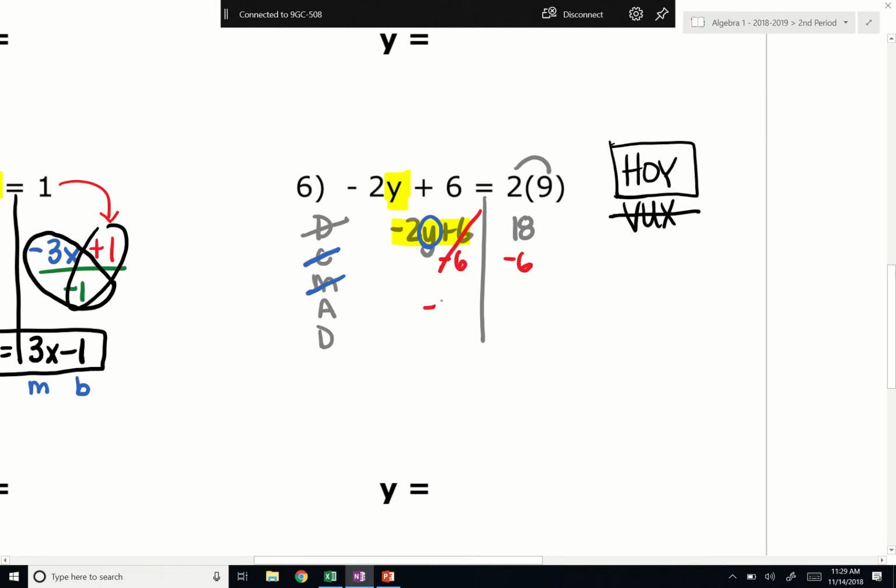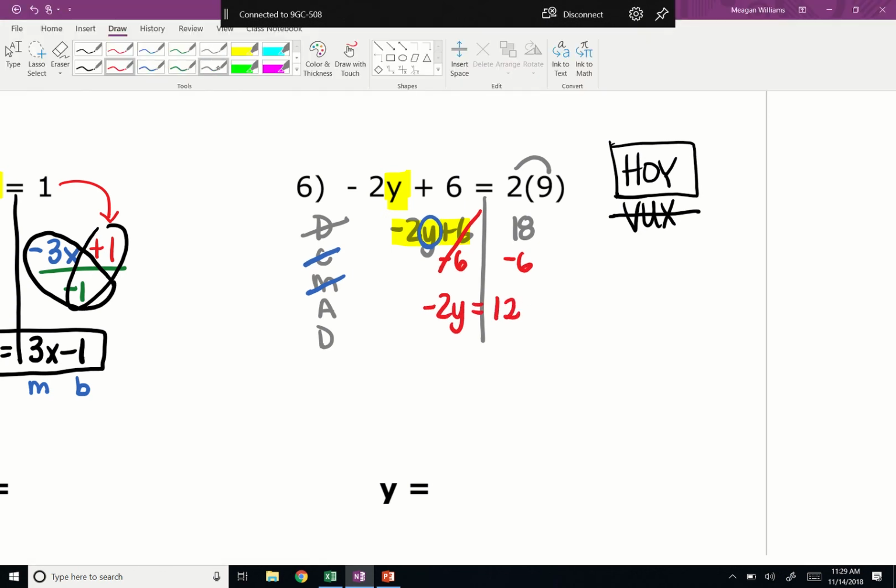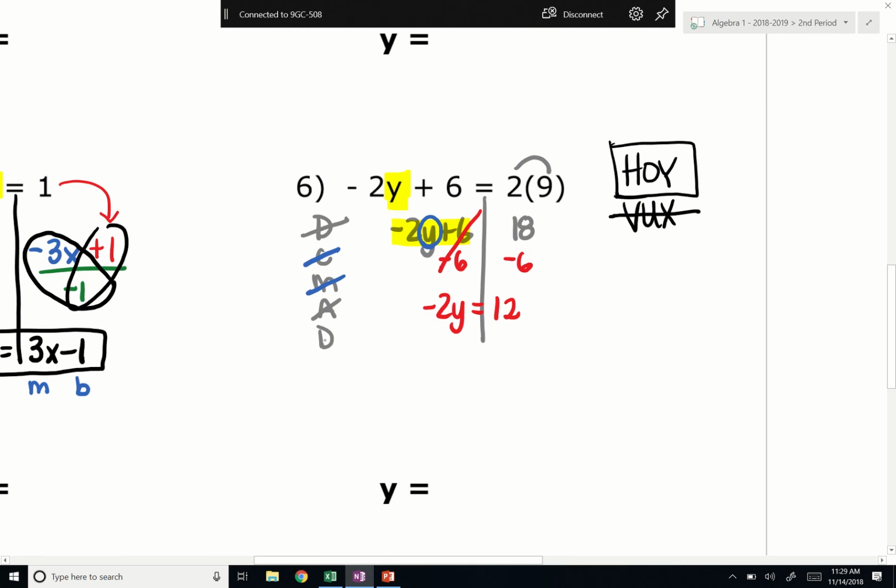Good. What's 18 minus 6? Good. My last step is to divide. What am I going to divide by? And what is Y going to equal? Did I get Y by itself? Is this a Hoi situation?